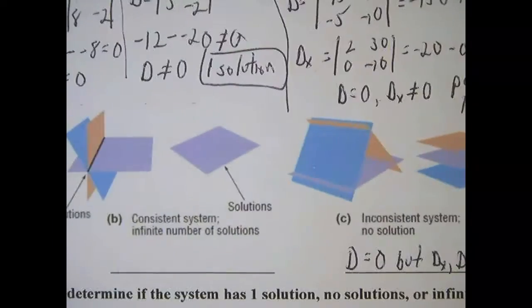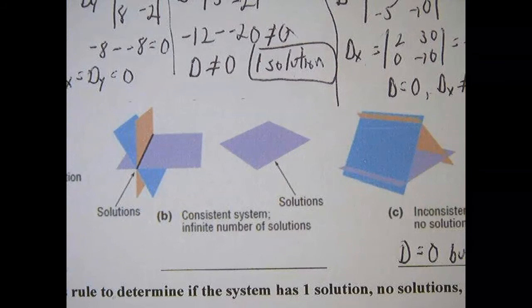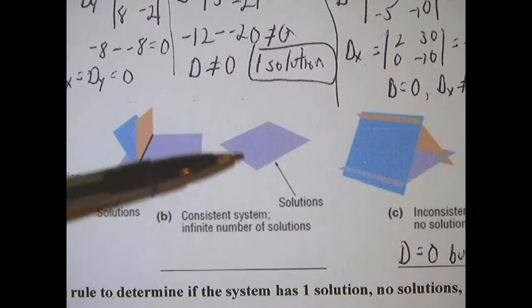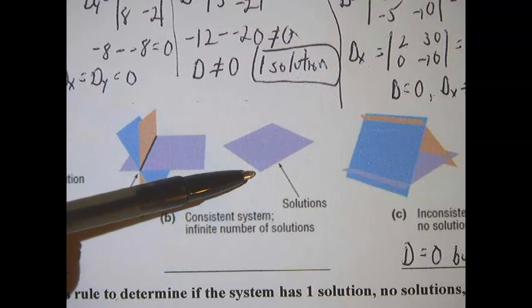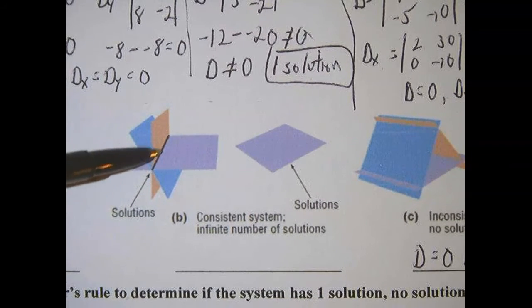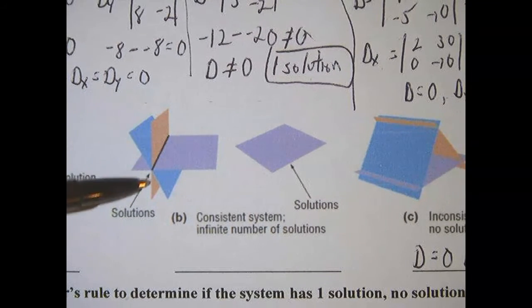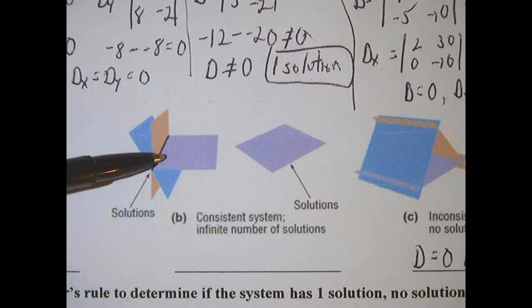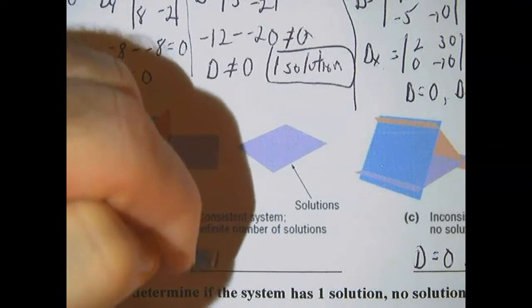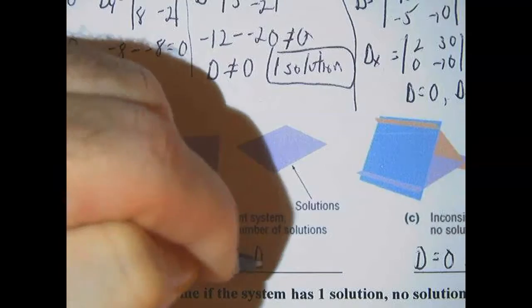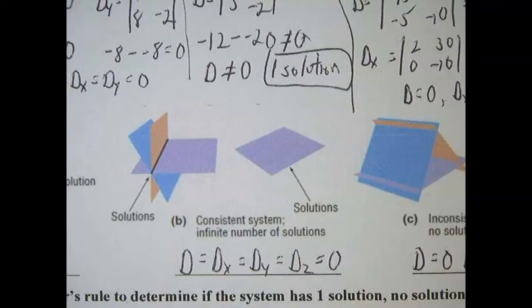Okay? And then the last case would be something where there's an infinite number of solutions, like this case here or this case here. They can all be right on top of each other, or they can have the entire line full of solutions. They're both infinite solutions. So that would be the case where d equals dx equals dy equals dz, and they're all the same thing, which is 0. All of them are 0.